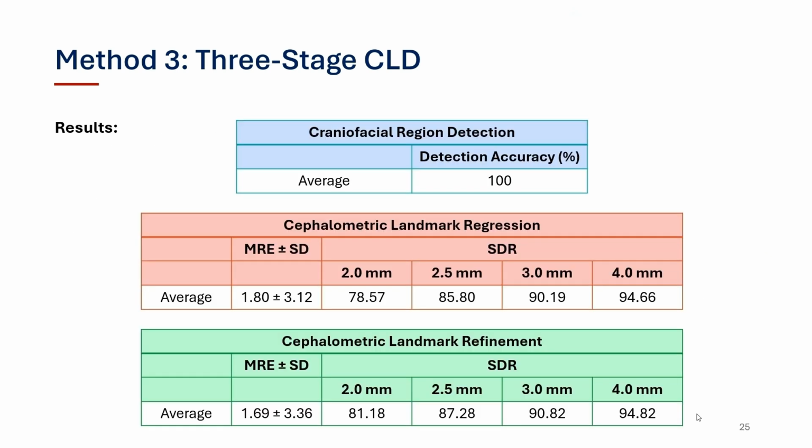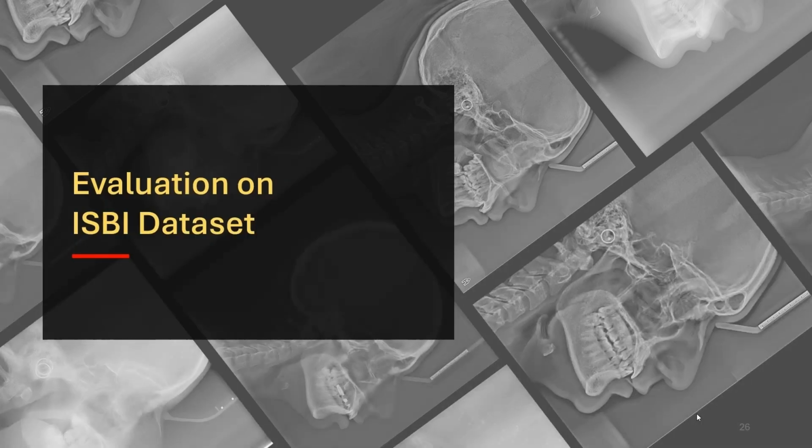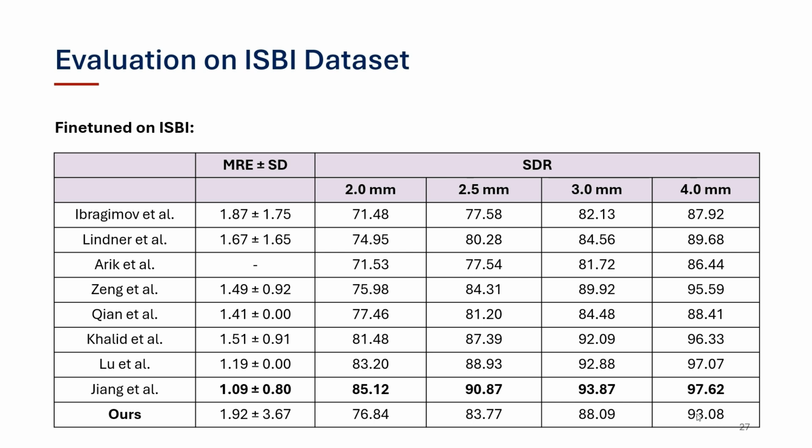The results achieved by our model are as follows, with the MRE of 1.69 and 81.18% of the landmarks lying in the clinically acceptable range of 2 mm. For further verification of the generalization of our model, we evaluated it on the ISBI dataset, where we achieved clinically acceptable performance and comparable results with all other methodologies in literature which were particularly designed for the ISBI dataset, proving the generalization capacities of our framework and the RS dataset. Thank you.